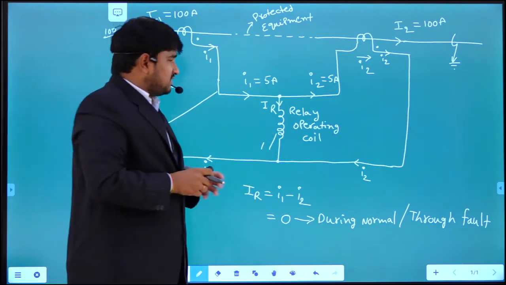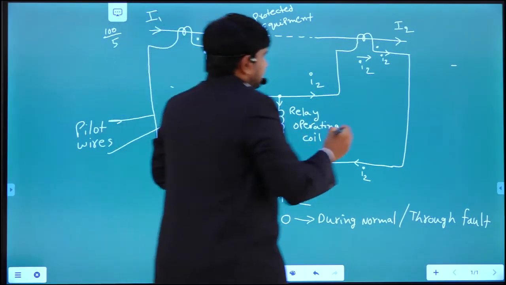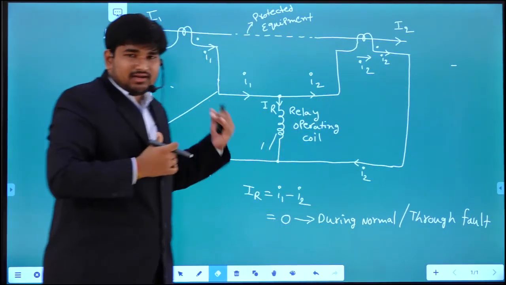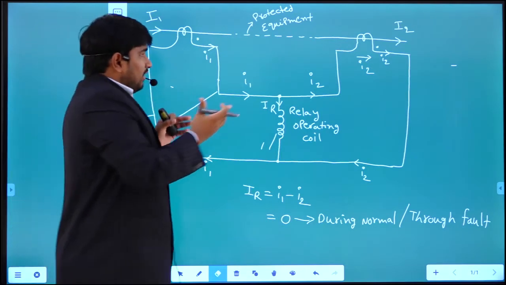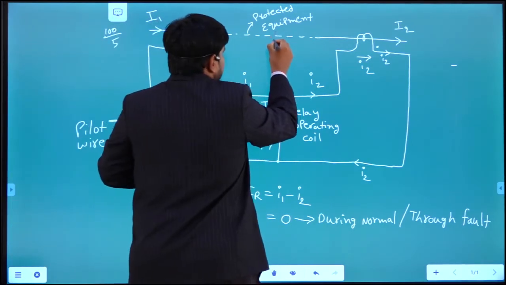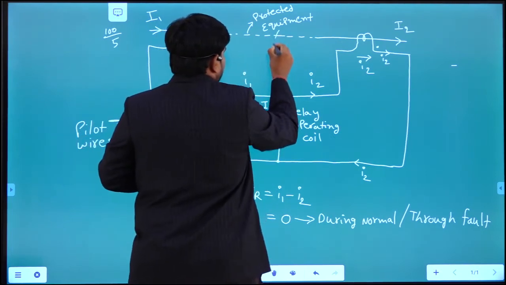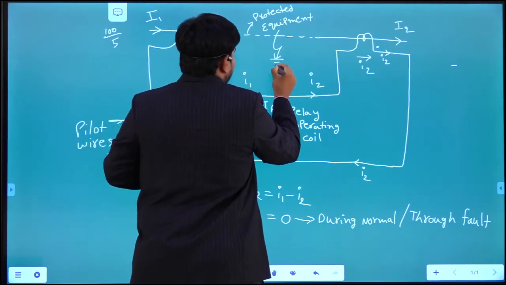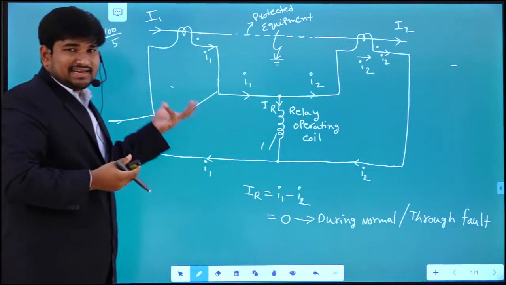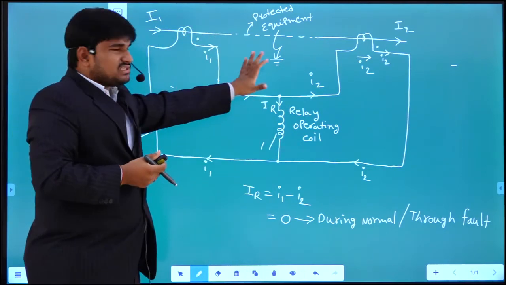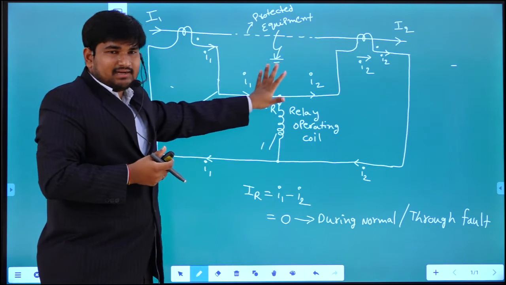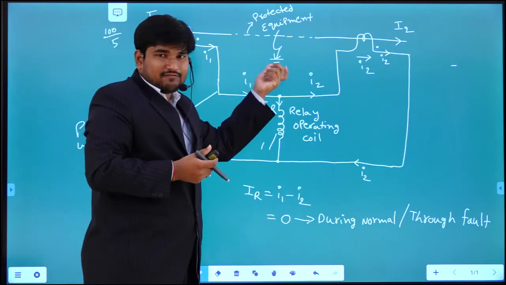Now let us observe case 2. That means an internal fault has occurred. What does internal fault mean? The fault which occurs inside the region, inside the protected zone. So this is the fault that has occurred in case of an internal fault.